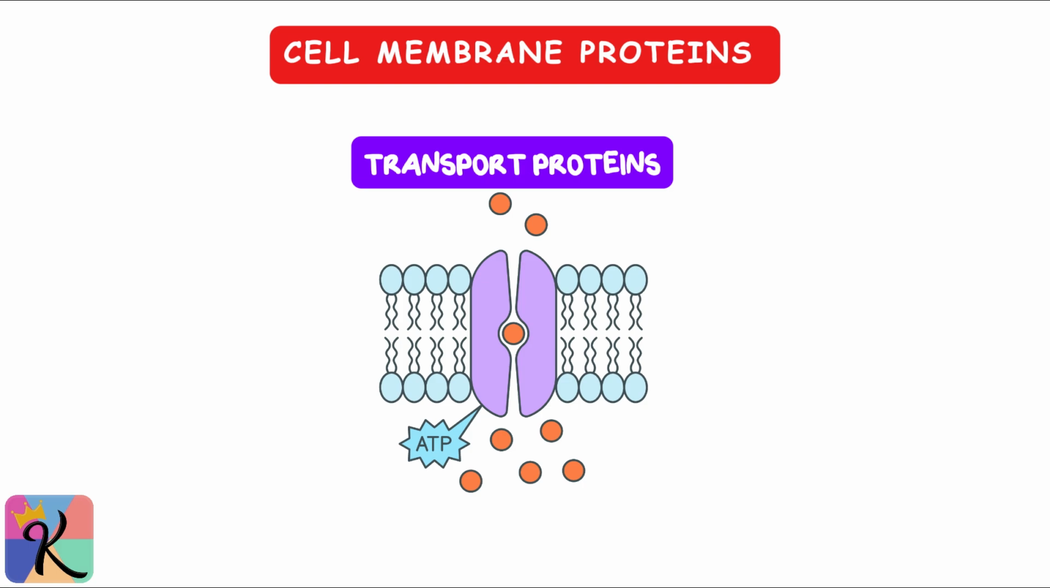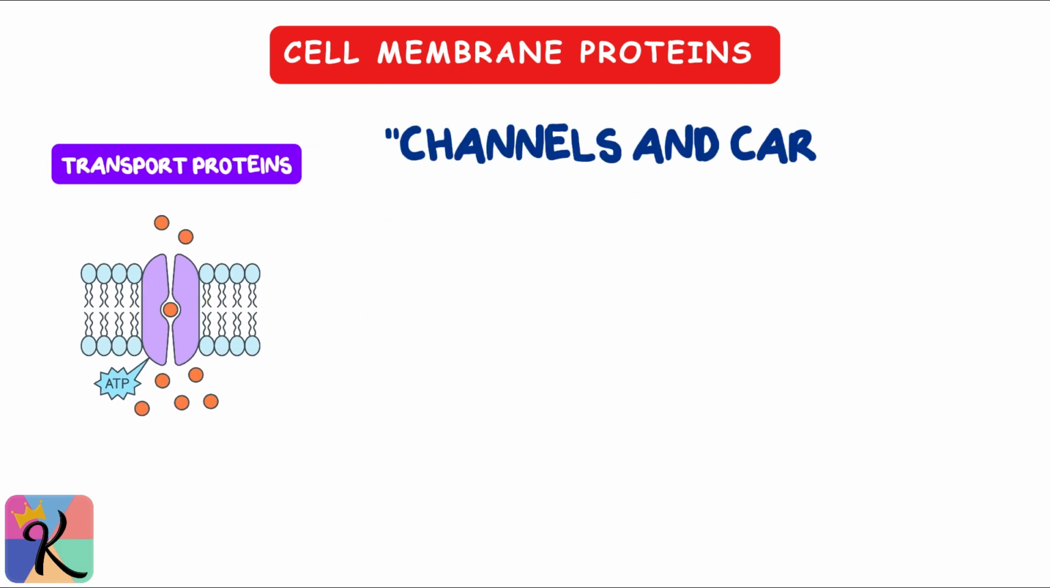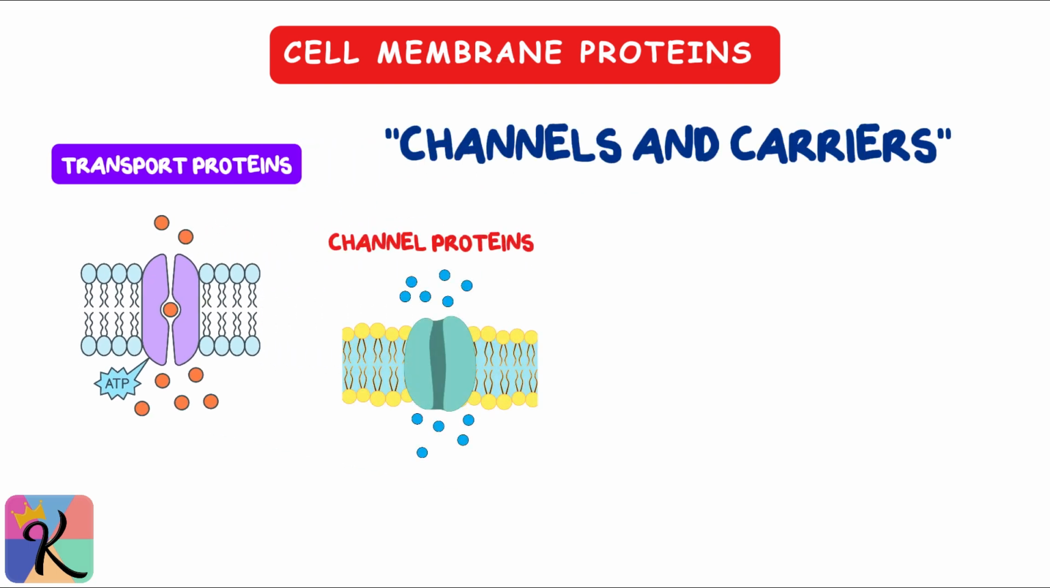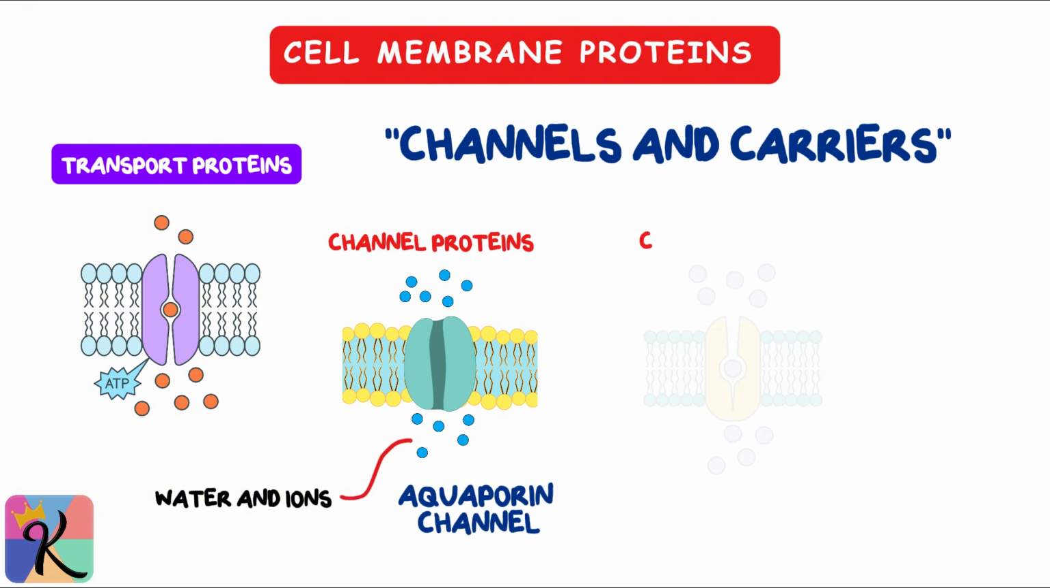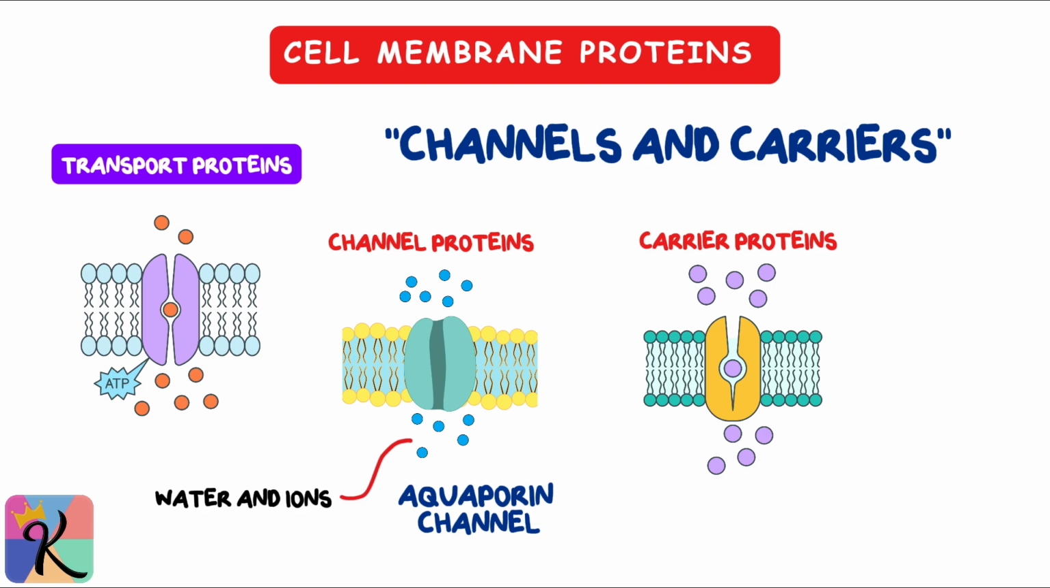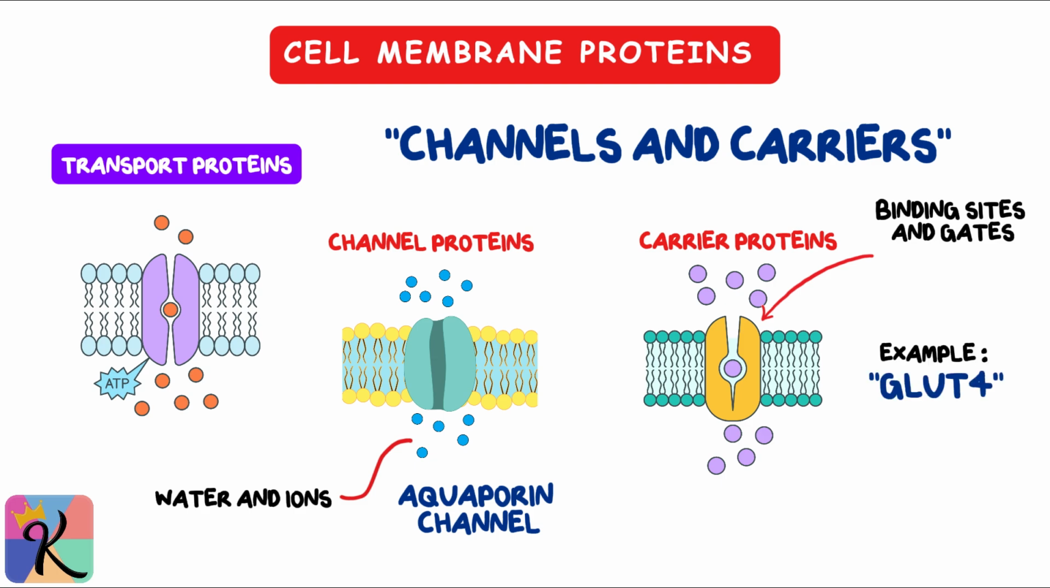These transport proteins come in 2 main types: channels and carriers. Channel proteins act like tunnels, allowing water and ions to pass through. A great example is the aquaporin channel, which facilitates water movement. Carrier proteins, on the other hand, are more selective. They have specific binding sites and gates that open sequentially. An example is the glucose transporter called GLUT4, which opens to allow glucose into the cell.